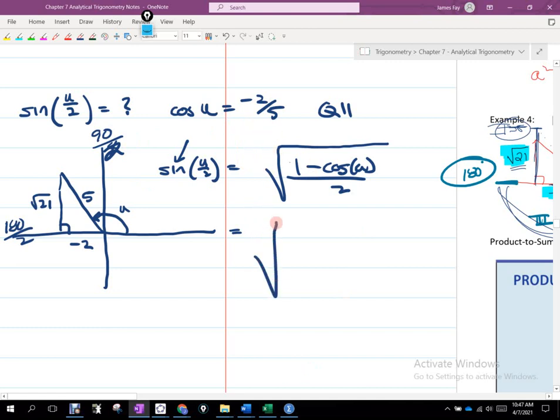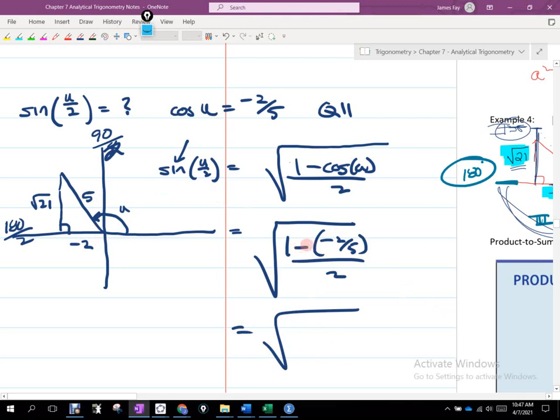So now I'm going to go square root of 1 minus, so cosine of u is negative 2/5, right? All over 2. So I get the square root of 1 plus 2/5, which is 7/5, all over 2. 7/5 divided by 2 turns into 7/10.